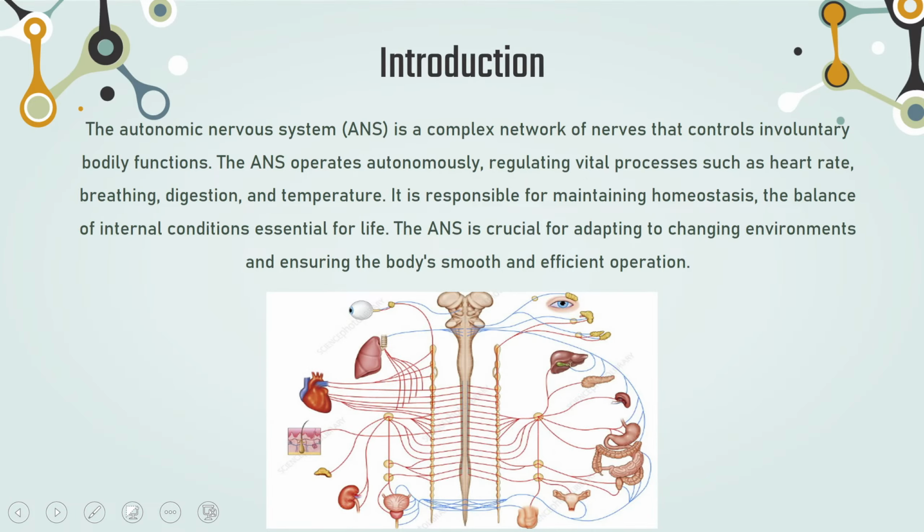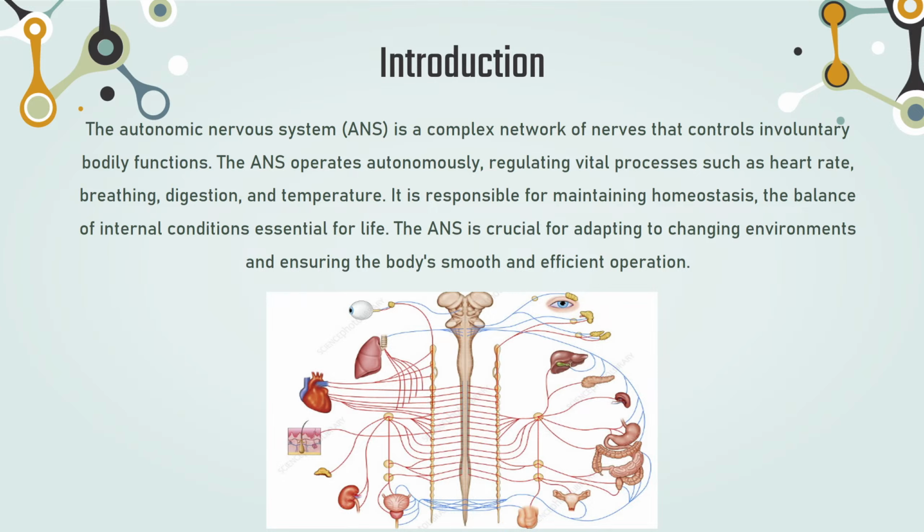So what is the autonomic nervous system? Whenever we hear the word autonomic, it means autonomous, something which is involuntary. It happens on its own. We can imagine our body as a high-tech self-driving car. The ANS is its main pilot, the autopilot. It is working behind the scenes to keep everything running smoothly without you even having to think about it.